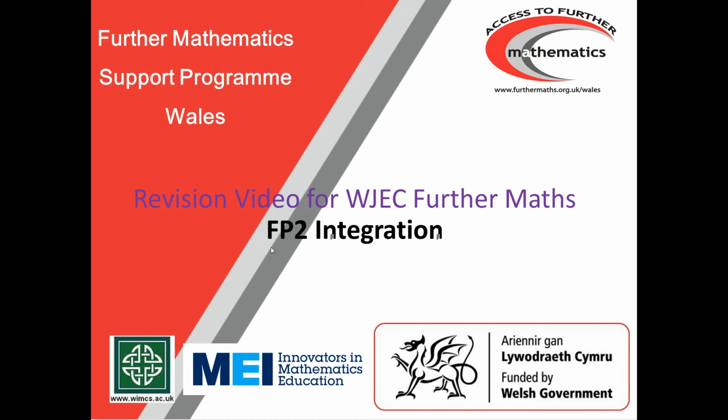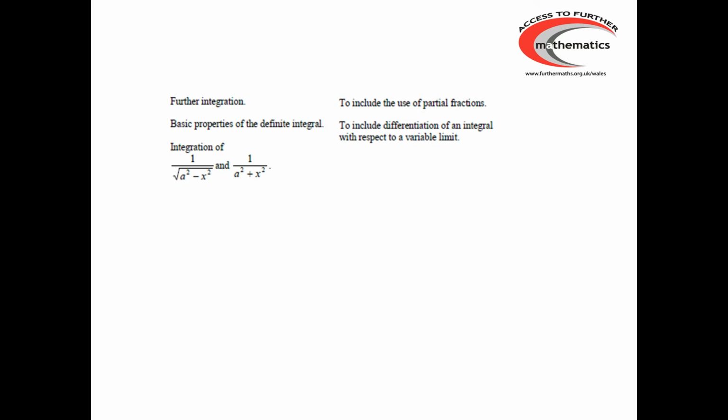In this video we look at the FP2 work on integration. The specification emphasises the fact that we need to be able to use partial fractions in our integration. We need to understand the basic properties of the definite integral, and two important cases of integration involving the inverse trig functions: the integral of 1 over root a squared minus x squared and the integral of 1 over a squared plus x squared.